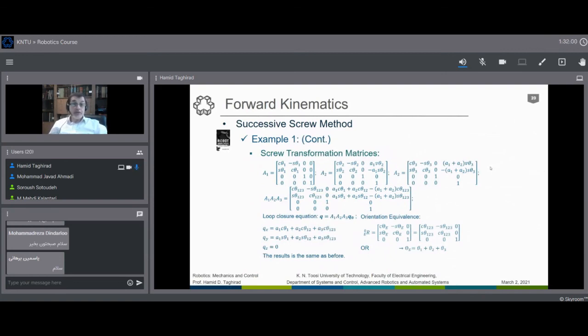No, it is considered. You are considering that with the theta. When it is changing, the A1s are changing, and you're considering that in the loop closure. But you don't have to imagine that. It will be done by this loop closure equation.